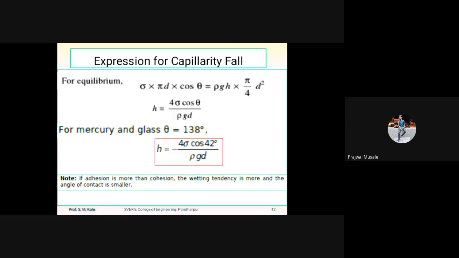And we have to keep in mind that whatever capillary fall or capillary rise is there, that is mainly because of adhesive as well as cohesive force of attraction. If adhesive force of attraction has a higher value as compared to cohesive force of attraction, then there will be capillary rise. And if cohesive force of attraction has a higher value as compared to adhesive force of attraction, then there will be capillary fall. So last note, if adhesion is more than cohesion, then wetting tendency is more and the angle of contact is smaller. So this is related to capillarity.